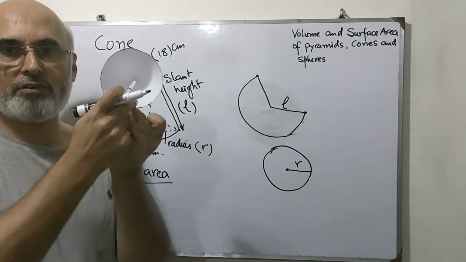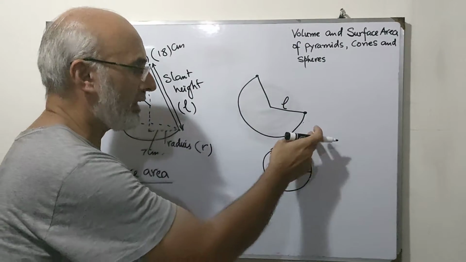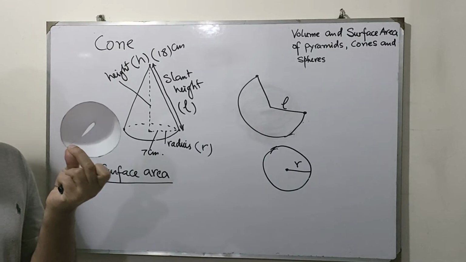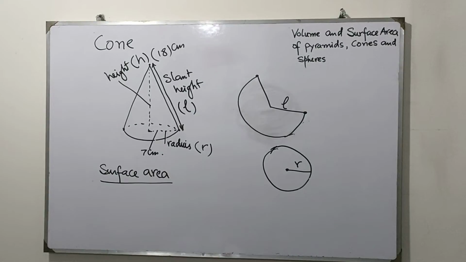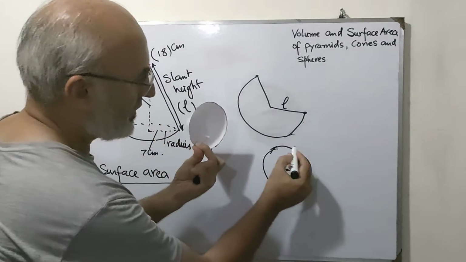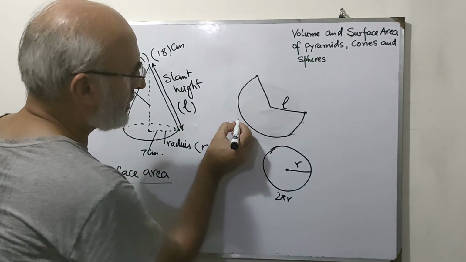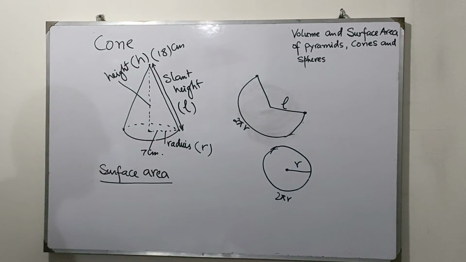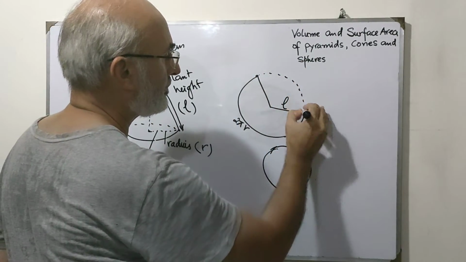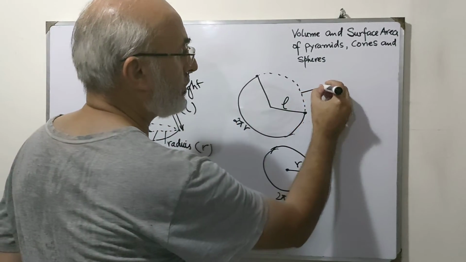This whole thing is the circumference. If this is the circumference, what is the arc length over here? Think of it. Since this cone is covering this circle, and the circle has a circumference of 2 pi r, this arc length is also 2 pi r. And if this had been a complete circle, then because the radius is L, the circumference would have been 2 pi L.